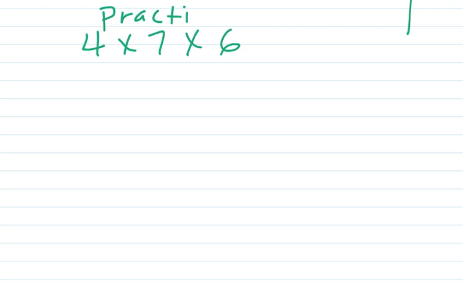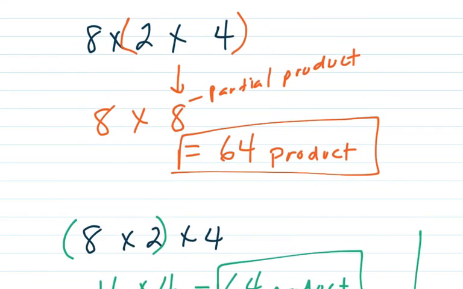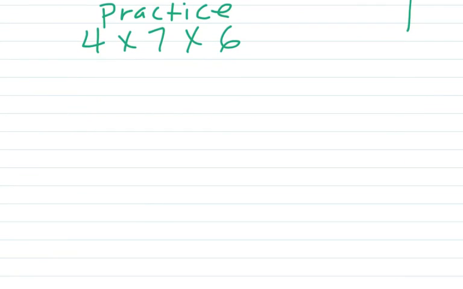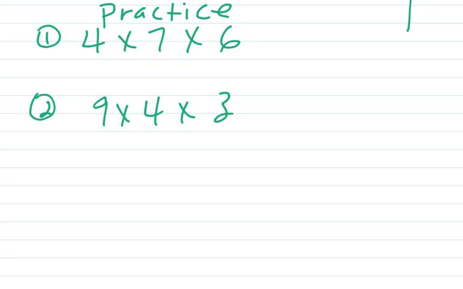And let me leave you with 2 practice problems. 4 times 7 times 6. And these are for practice. What I want y'all to do is solve those 2 ways, just like you saw me do right up here. So 4 times 7 times 6, and 9 times 4 times 3. Those are your 2 practice problems. And let's make it 3. Let's do 6 times 5 times 7.